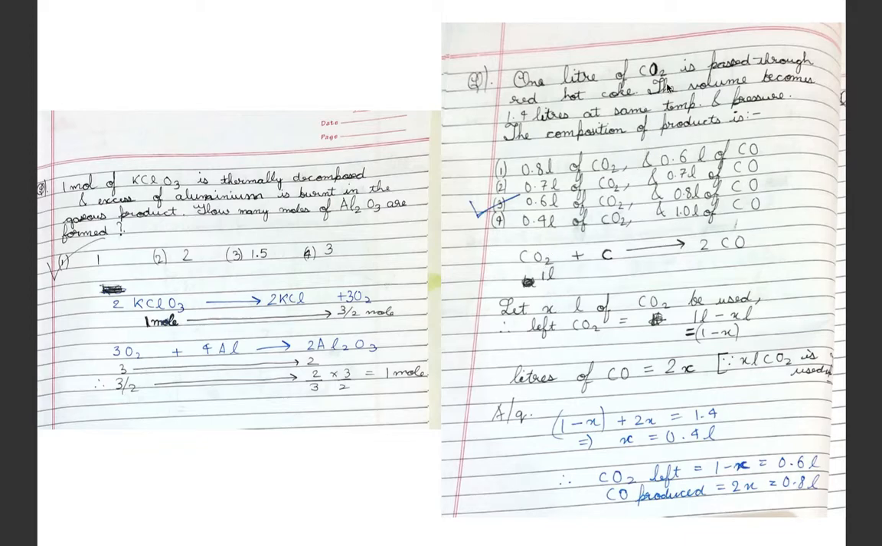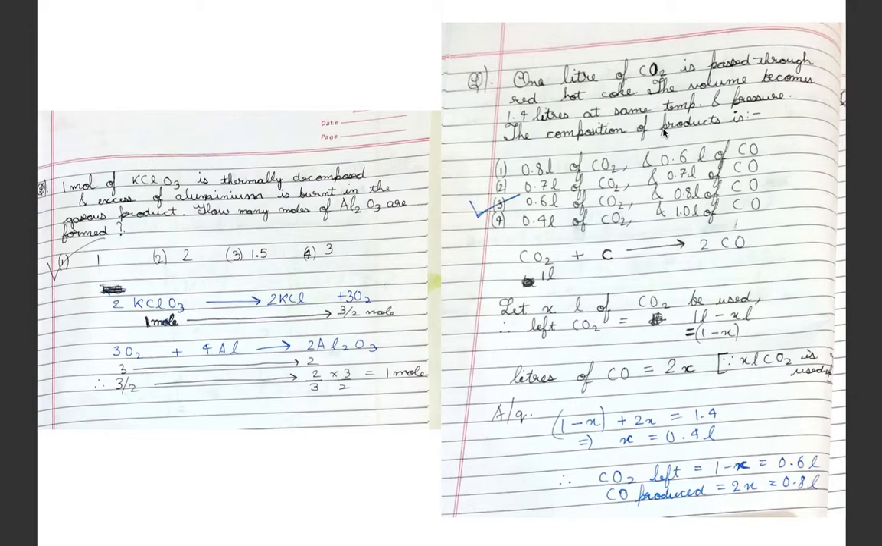So here is the first reaction. It is CO2 plus coke, that is simple carbon, gives carbon monoxide. So balance it, and then you have that 1 liter of CO2 is present. So let x out of 1 liter of CO2 be used, and then the left would be 1 minus x liters. If 1 liter is given in the question and x is used, then left would be 1 minus x.